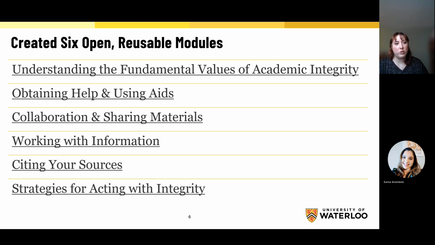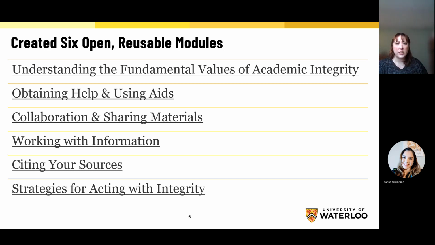Working with information and citing your sources, and finally, strategies for acting with integrity, which is consistent with how at the University of Waterloo and across many of the collaborating institutions in Ontario, we're trying to draw the connection for students between acting with integrity in the academic environment and acting with integrity in other places in life. It's particularly important that we addressed it here because we have very large cooperative education programs at the University of Waterloo. And so students are bouncing back and forth between work lives and academic lives already while they are at our institution.